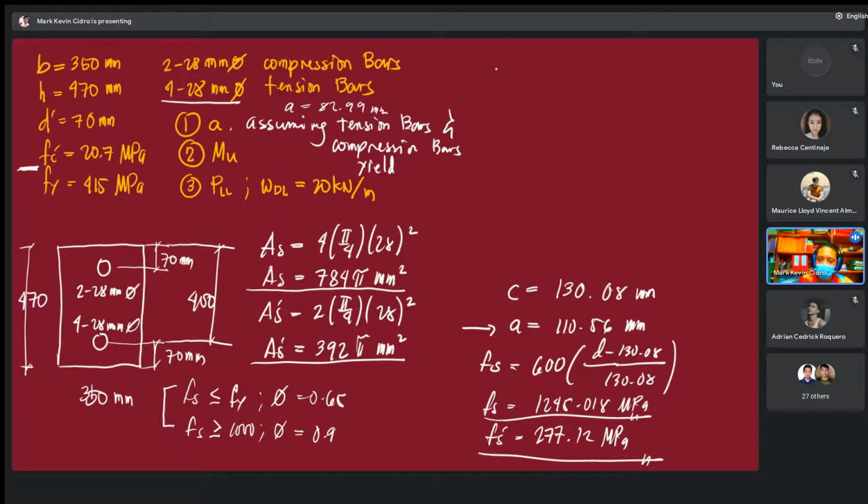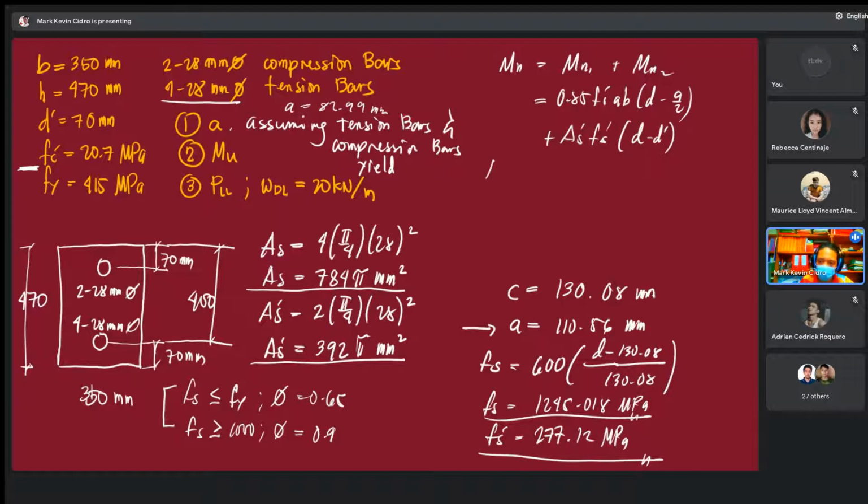Okay. The value of your Mn lang muna. Your Mn is equal to, how is it? Mn1 plus Mn2. Right? Where your Mn1 is equal to 0.85 fc' a b multiplied by d minus a over 2. Right? And your Mn2 is equal to As' multiplied by fs' multiplied by d minus d'. Right? We have the Mn.